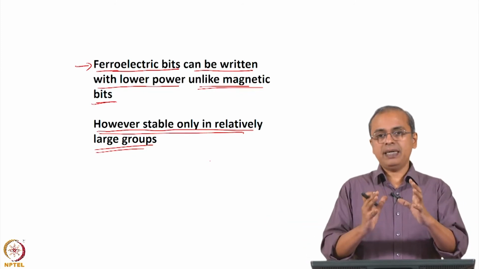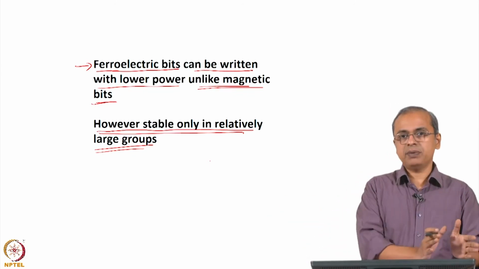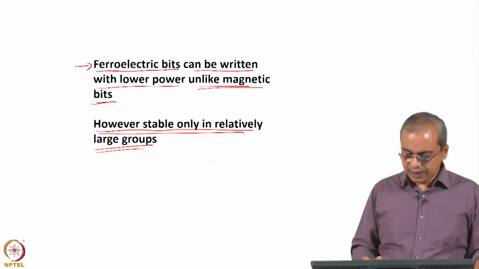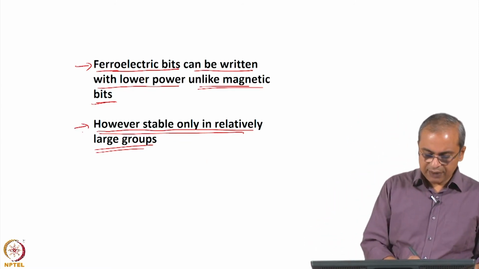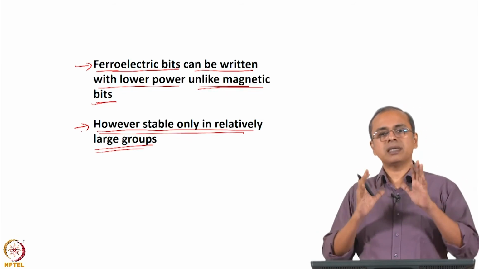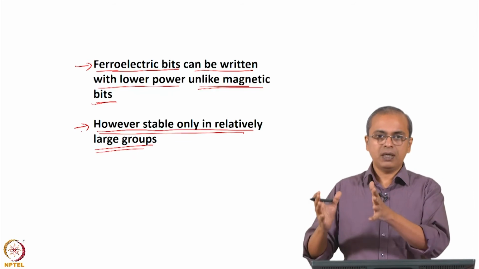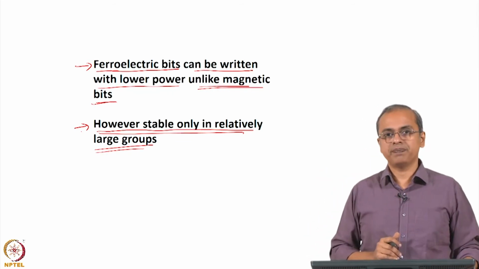So, you need stability in that what you set as 0 should stay stable at 0, what you set as 1 should stay stable as 1. So, this is very important. It turns out that in ferroelectric systems you need to have a little larger collection of atoms for the stability to be maintained as a 0, another larger collection of atoms and therefore unit cells for the stability to be maintained as 1.